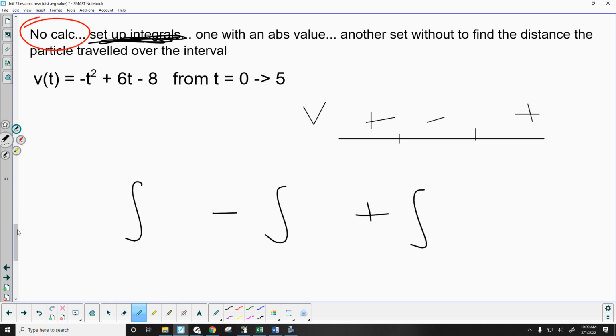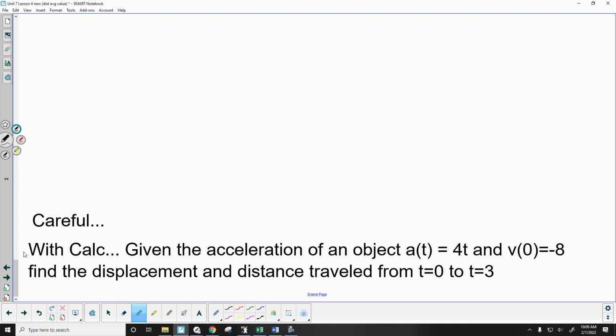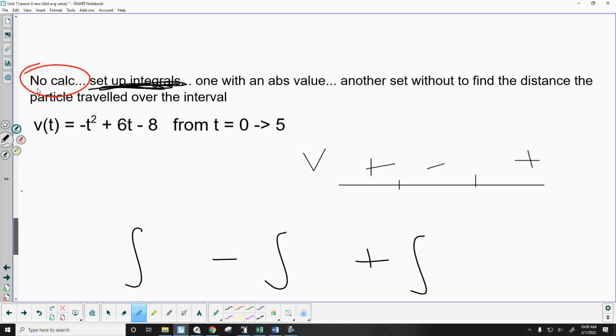But if you do have a calculator, and I ask you, what's the distance? Okay, get the distance. Hey, you guys find it that way? I'm going to find it the hard way.